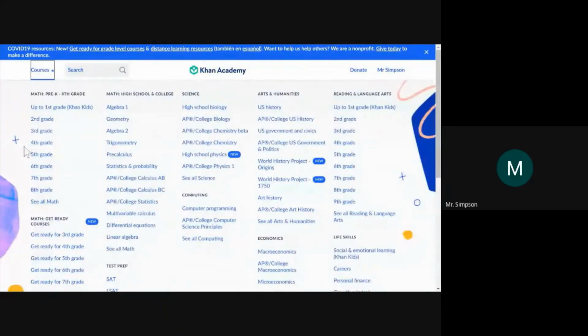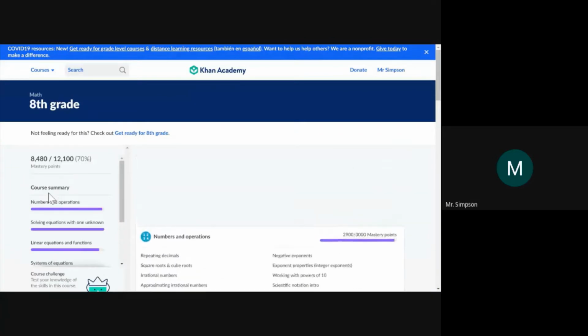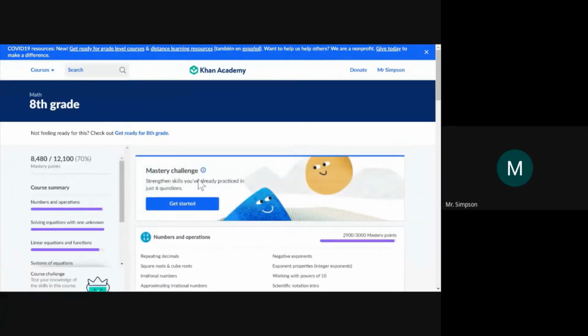I'm currently at 70% in 8th grade. Last time we did this, I was at 69%. So the goal, of course, is to go up 1% each day. All right. So here we are at 70%, and we have 6 questions to do for the Master Challenge. It says, strengthen skills you've already practiced in just 6 questions. So that's going to be our aim for today.